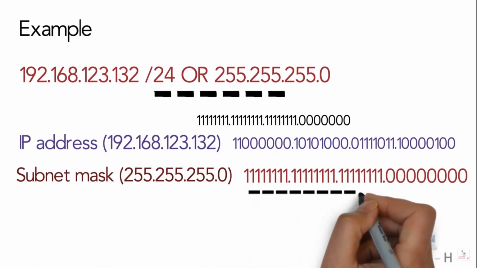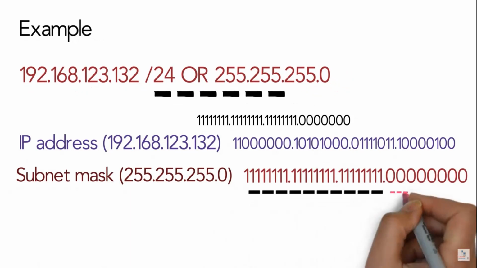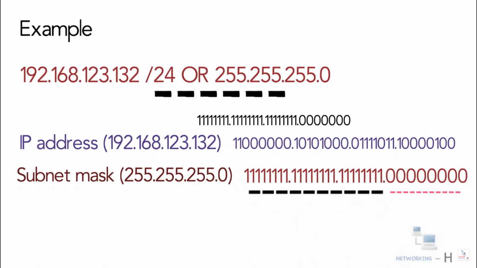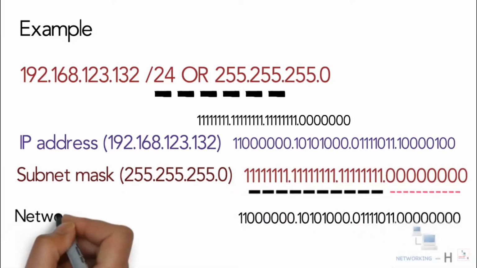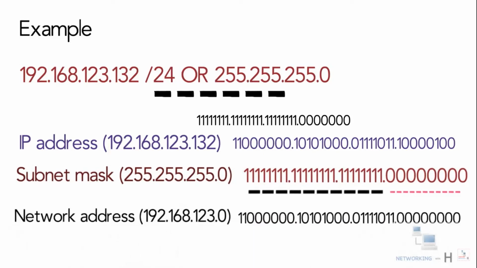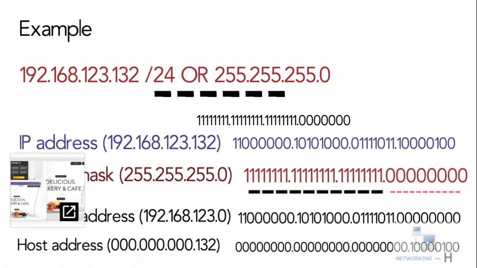The first 24 bits, the number of ones in the subnet mask, are identified as the network address, with the last 8 bits, the number of remaining zeros in the subnet mask, identified as the host address. This gives you the following network address in binary format, and the network address in decimal format will be 192.168.123.0, and the host address in binary format will be, which if we convert to decimal, we will have a host address of 132. So now you know, from this example, with a /24 subnet mask the network ID is 192.168.123.0 and the host address is 132.